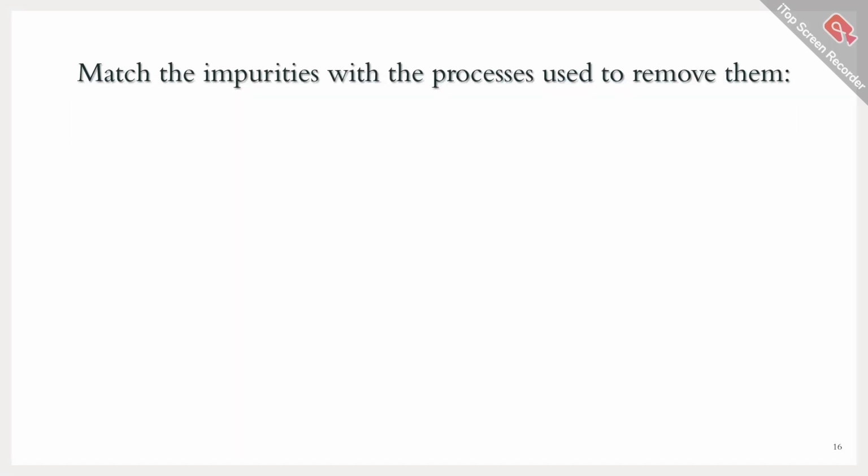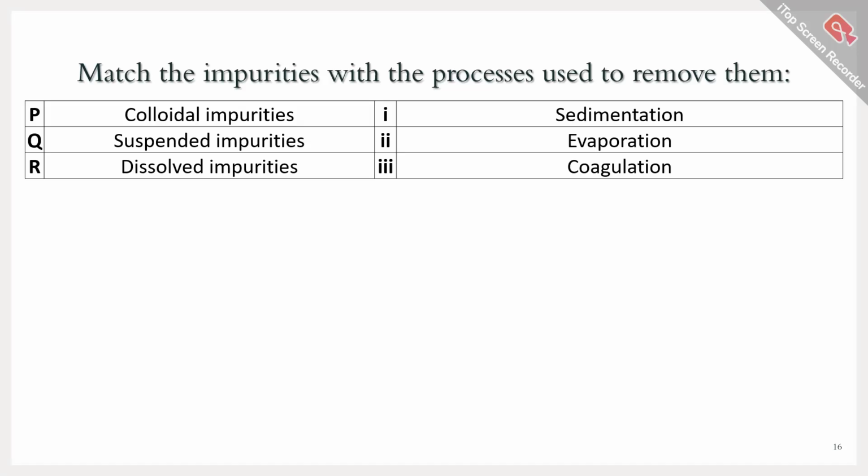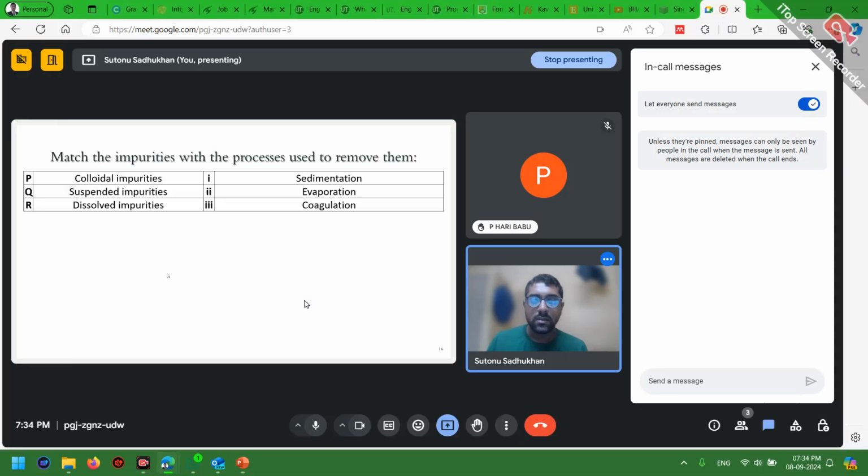It is again a column matching, where you have to match the impurities with the processes used to remove them. In the left-hand column, the options P, Q, R are colloidal impurities, suspended impurities, and dissolved impurities. In the right-hand column, the processes to remove them, options 1, 2, and 3, are sedimentation, evaporation, and coagulation. Again, I'll wait for a couple of minutes. Kindly type your answer in the chat box.